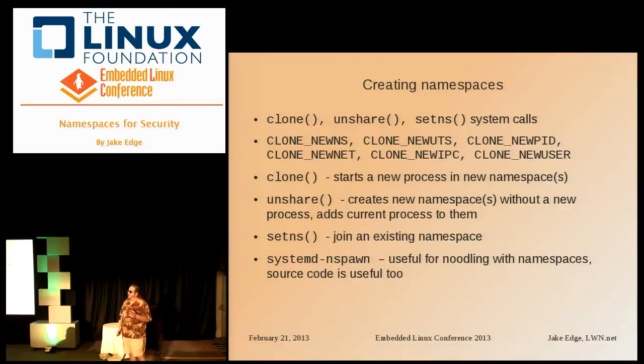Unshare is a way to create a new namespace without creating a new process. So essentially, you are saying, "Put me in a new namespace of whatever type you specify with the clone flags." setNS then is a way to join an existing namespace. The trick there, and we'll talk about it in a second, is how you specify what namespace it is that you want to join. But setNS says, take this process and put it in this namespace.